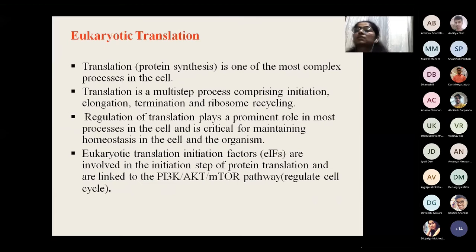The second pathway which I obtained was eukaryotic translation. Translation is a process of protein synthesis, and it is one of the most complex processes in the cell. It is a multi-step process which comprises initiation, elongation, termination, and ribosome recycling. The regulation of this process may play a prominent role in most of the processes in the cell, and it is critical in maintaining homeostasis within the body.